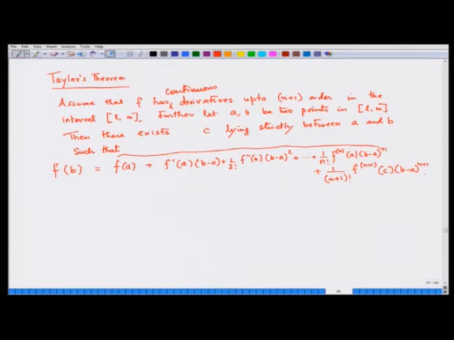So if I assume continuous derivatives up to n plus 1th order and let a and b be two points in that interval I, then what Taylor showed was that there would be a c lying strictly between a and b. It depends whether a is bigger than b or b is bigger than a. So c would be strictly less than b if b is bigger than a, and just the opposite if a is bigger than b. Then f of b is equal to the nth order Taylor expansion plus an error term. This term is called the nth level error.